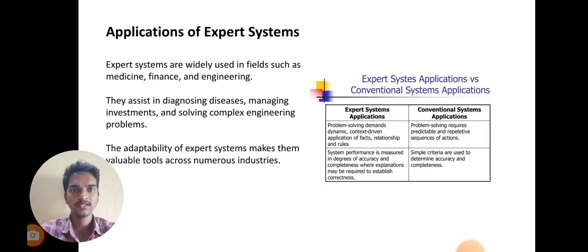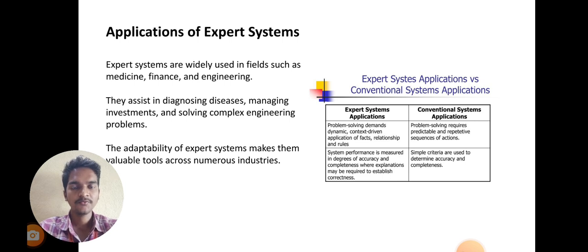There are some applications of expert systems. Let us know about them. Expert systems are widely used in fields such as medicine, finance, and engineering. So why do we use expert systems in medicine, finance, and engineering? Let us know about it. They assist in diagnosing diseases, managing investments, and solving complex engineering problems.